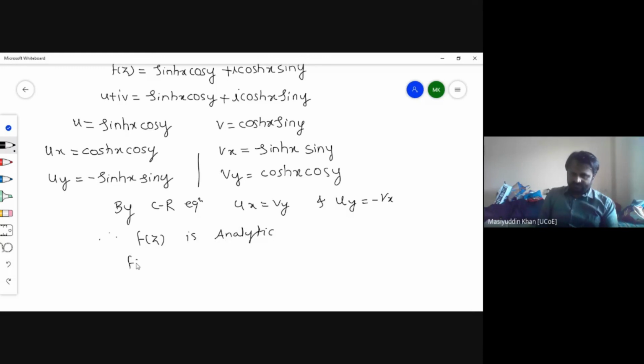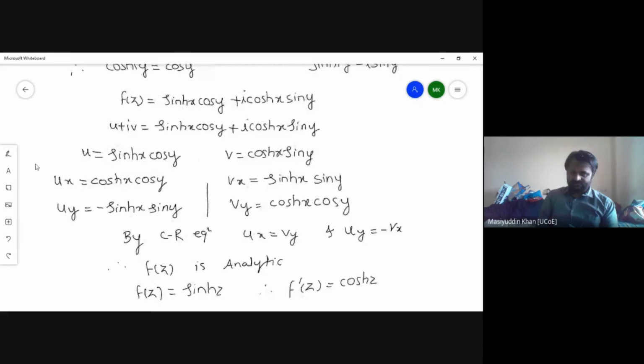Therefore f of z is equal to sine hyperbolic of z. Therefore, its derivative f dash of z will become cos hyperbolic of z. So please try to understand. We use these two concepts.